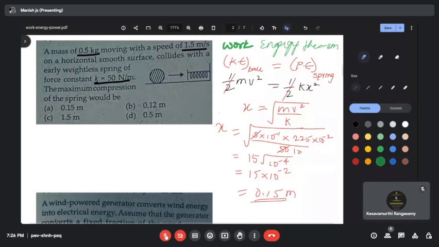Let me just tick it. Okay, so this is the solution for the first question for the day. I hope it's clear, all of you. Anybody's got any doubts, you can ask. Otherwise, we are good to move to the next question. Shall we move on to the next one?